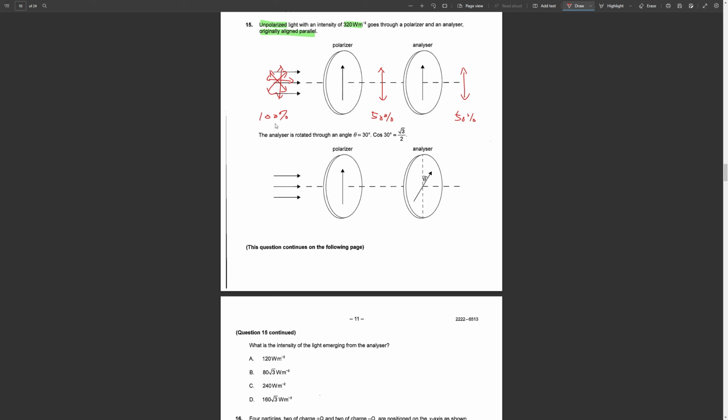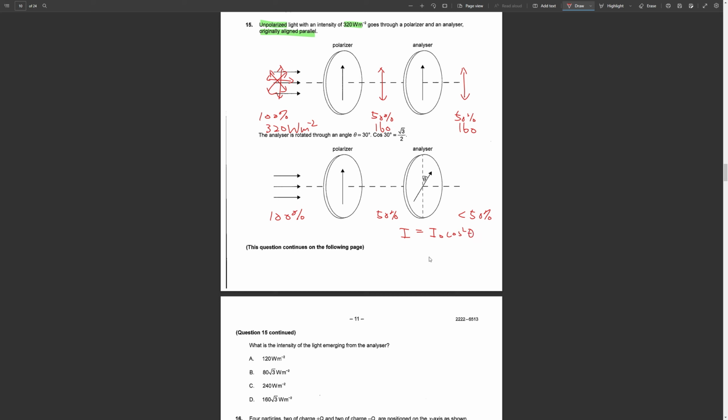So the intensity will be starting with 320 watts per meter square, and then it will be 160 and 160 as well. But right now the analyzer is rotated by an angle of 30 degrees, and the energy will be 100% at first, 50% over here, then it will be less than 50% in the end. And how much is passing through the analyzer? Here we can take Malus's law. Malus's law is going as this equation.